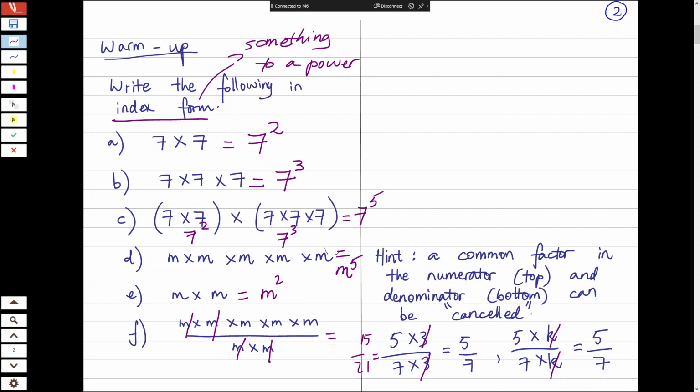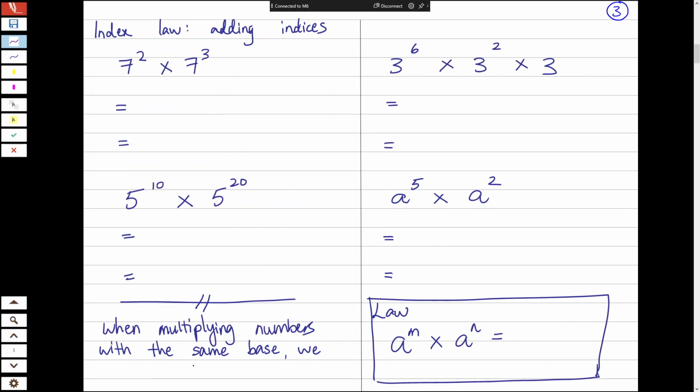So how many M's are left here now? 3. There's 3 of them. Okay, so what you've just told me is M to the 5 divided by M to the 2 is M to the 3. Today, we're going to be able to do these calculations without having to write them in expanded form. Okay? So let's do some examples, and this may look very, very familiar from last year.